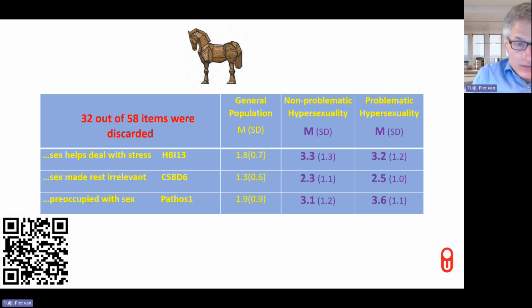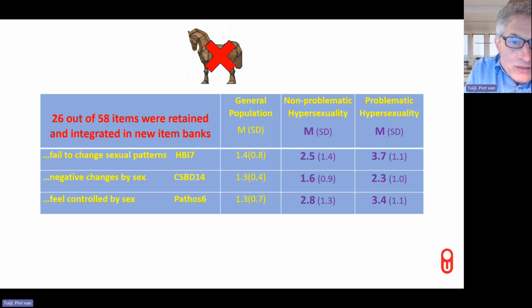We did find some other items that did distinguish between, in this case, non-problematic and problematic hypersexuality. So some items that did show some Q validity. So, for instance, the item failing to change your sexual patterns. We see a much lower mean for non-problematic than for problematic hypersexuality, or feeling negative changes by sex, or feeling controlled by sex. So here we see that there are significant differences between item averages. So these items you could consider Q valid.